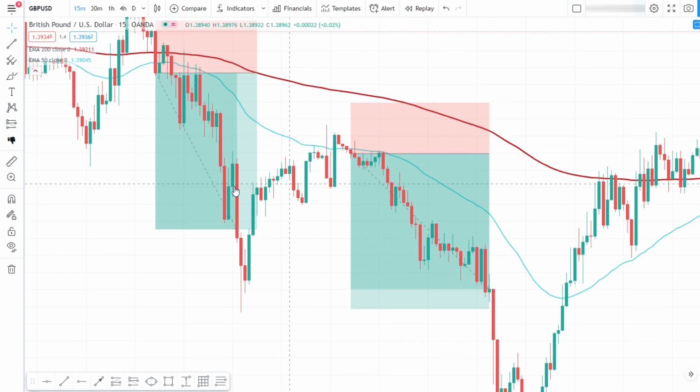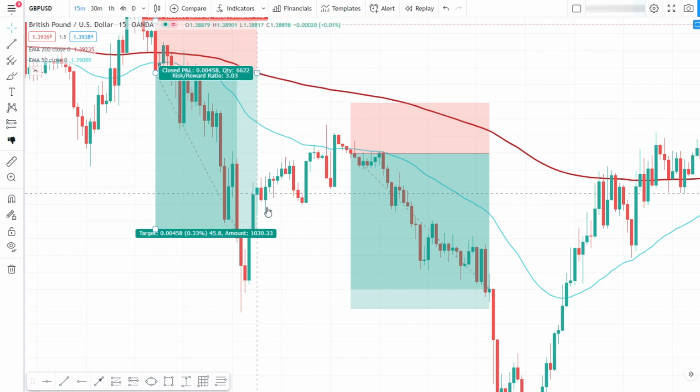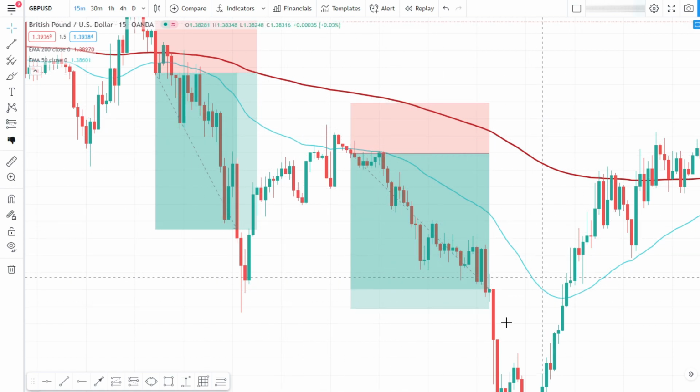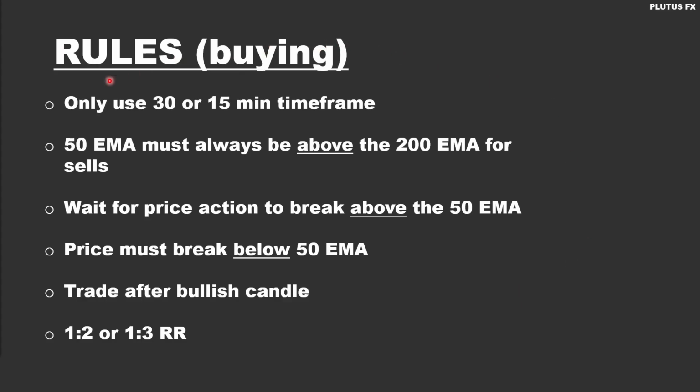The way I look for it using this strategy is for a break and a retest. Just always make sure you're following the rules with the 200 EMA being above the 50, and then the price being below the 50 EMA, and then breaking out and retesting the level. So that's how we want to be doing it. So now we've seen how to sell. We're going to look for buys now.